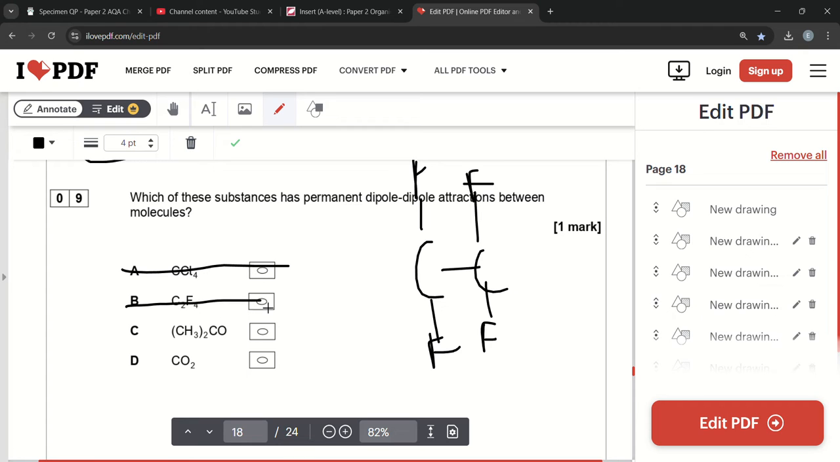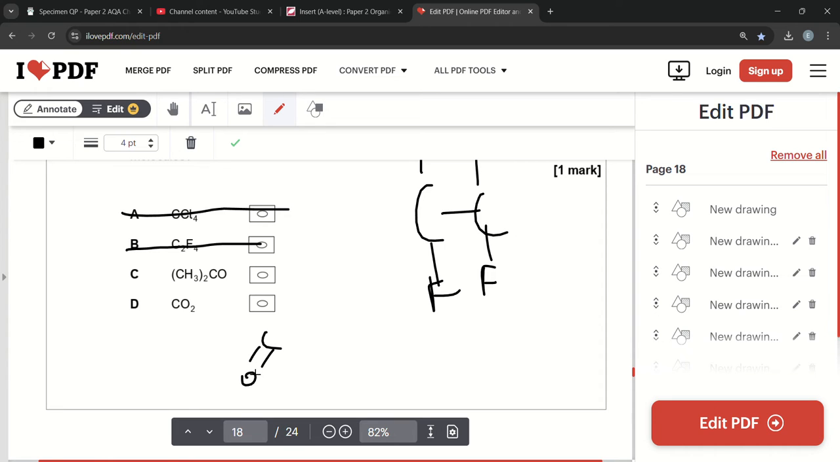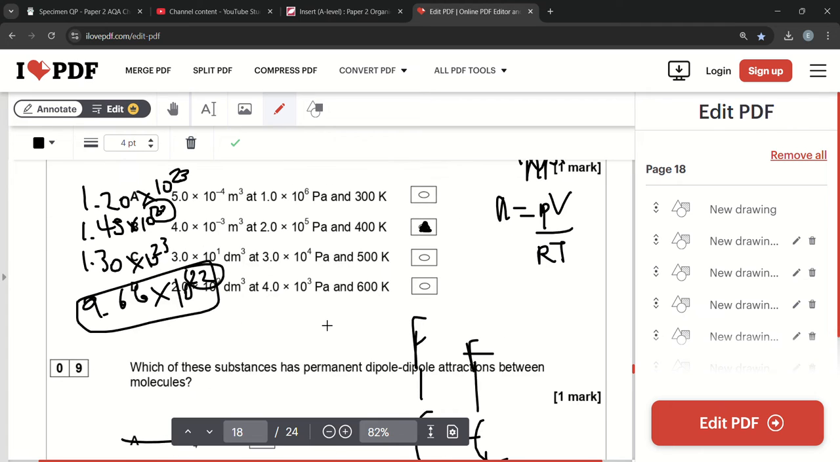That's completely symmetrical, so the permanent dipoles cancel out. Carbon dioxide is also completely symmetrical, so dipoles cancel out. So the answer is C. That's the only one that will have permanent dipole attraction between the molecules.